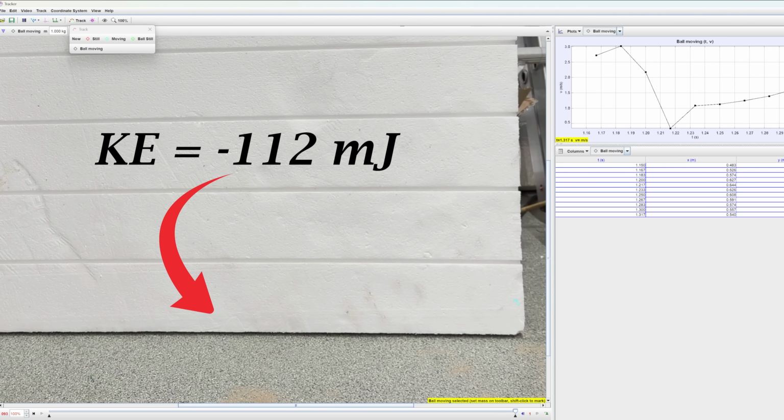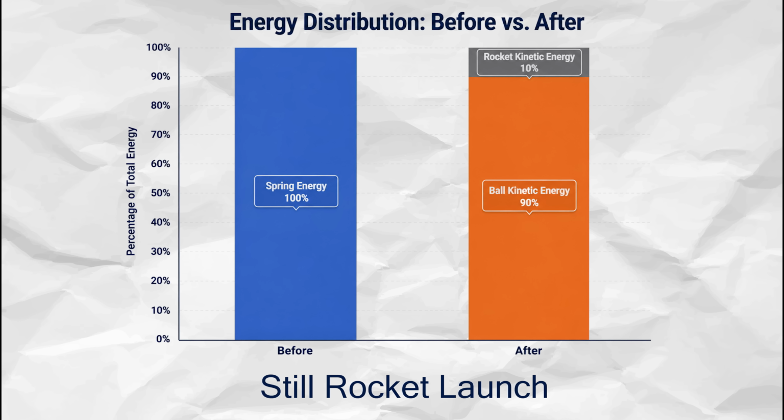So I've been throwing a lot of numbers around, but let's take a step back and see how this all comes together. If I make a bar chart of the total energy available in the system when the rocket was standing still, then we see that before the launch, all the energy was stored in the spring. But then after the launch, the energy was divided between the ball and the rocket. You can see that only 10% of the energy went to the rocket, the rest went to the ball.